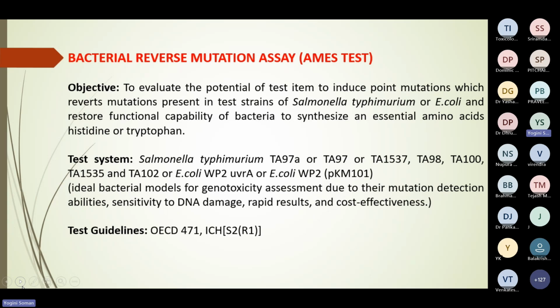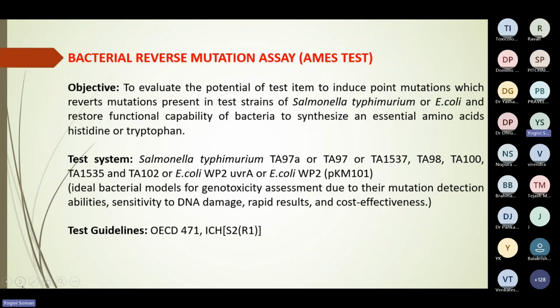So you can use different test systems. You can use Salmonella typhimurium TA97A or TA97 or TA1537, TA98, TA100, TA1535, TA102, or E. coli WP2 uvrA, or E. coli WP2 pKM101. These are the ideal models for genotoxicity assessment due to their mutation detection abilities and sensitivity to DNA damage. Also, it gives rapid results within 72 hours, and they are cost effective.